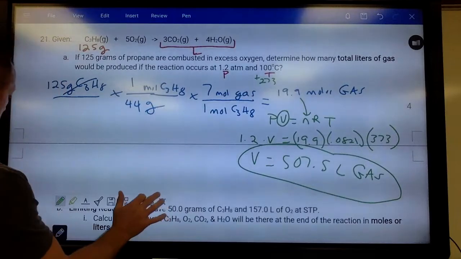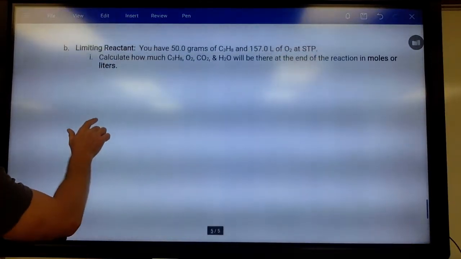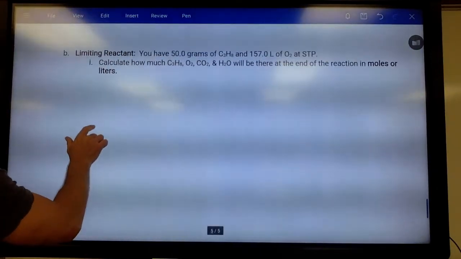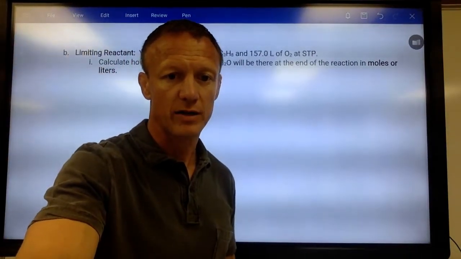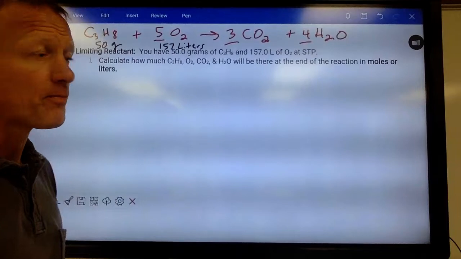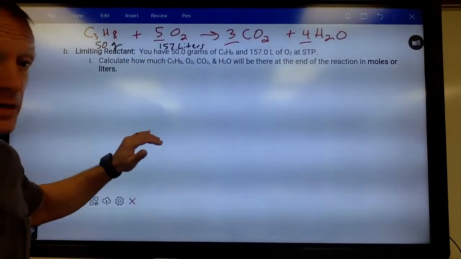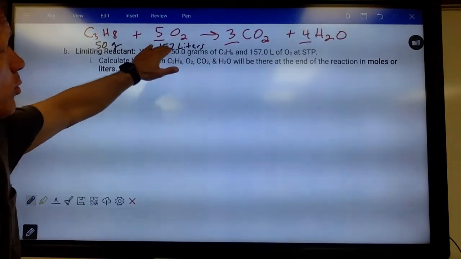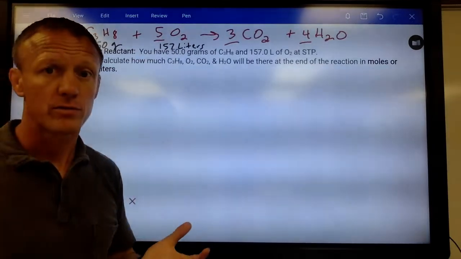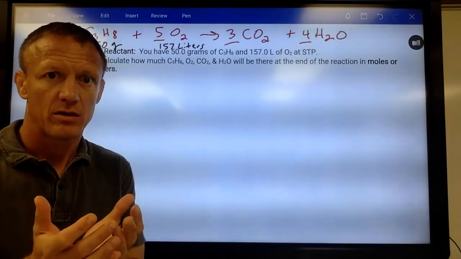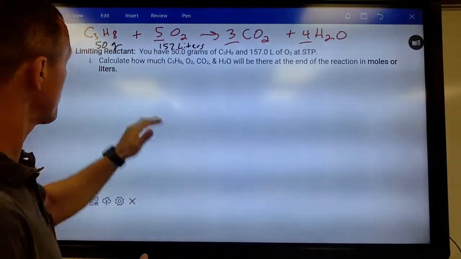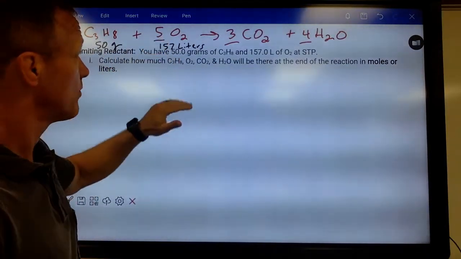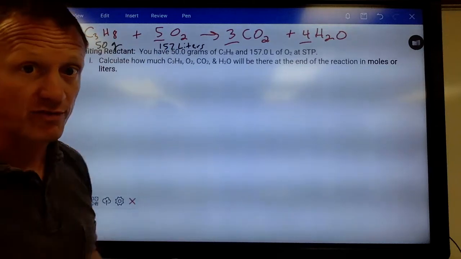All right, there's the first one. Now 21B, the limiting reactant question, with the same reaction. I'm going to pause this right now and rewrite that reaction up there so we've got it. All right, back on. It's telling you this is at STP. You have 50 grams of propane and 157 liters of oxygen available. One of them is limiting, one is in excess. So let's turn those into moles and see if they're in a 1:5 ratio. The oxygen needs to be 5 times more than the propane in terms of moles.